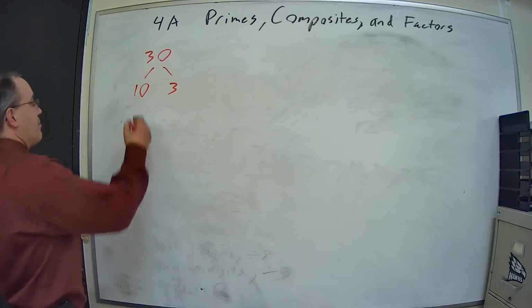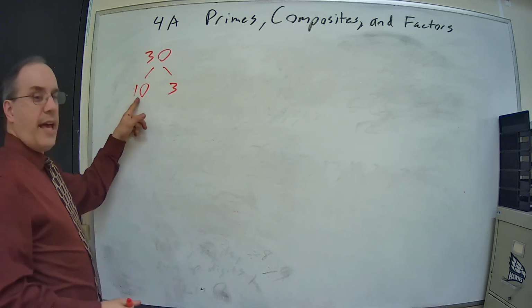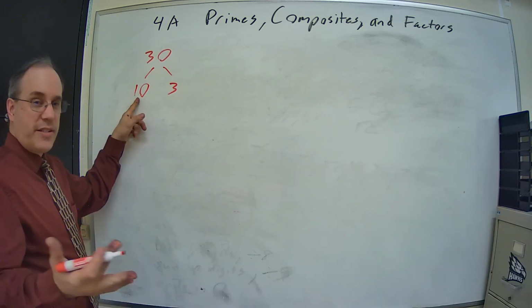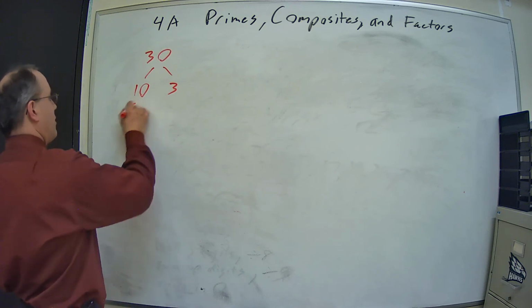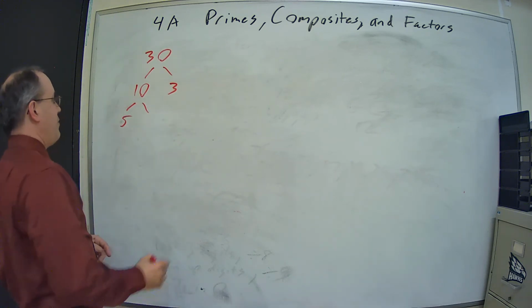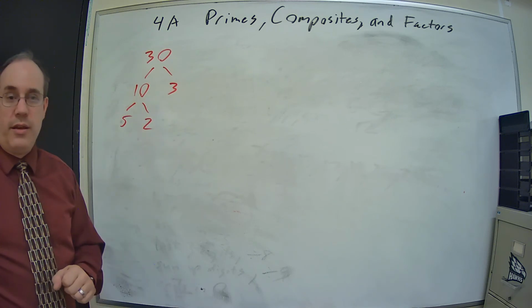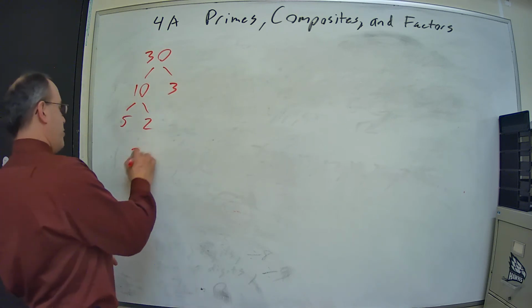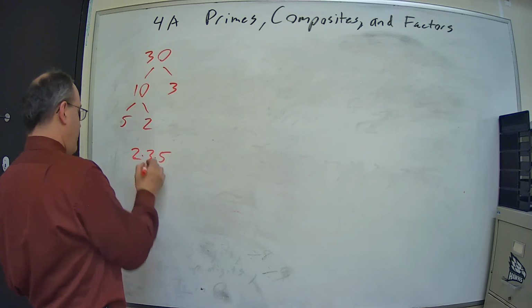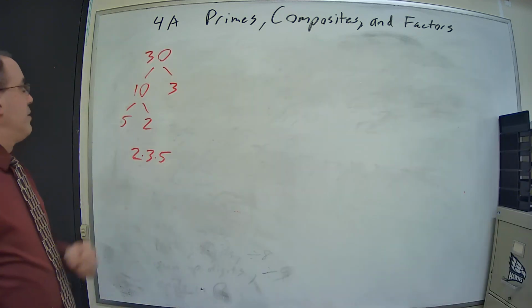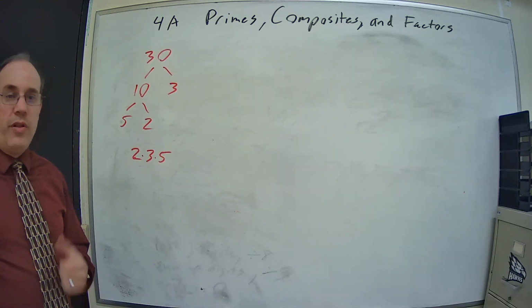10 is not prime, so now I go, oh wait, 10, that's divisible by 5 because it ends in a 0 or 5. So I pull out a 5, leaving me with 2. Now I have 5, 2, and 3. Those are all prime numbers. So 2 times 3 times 5, the prime factorization of 30.